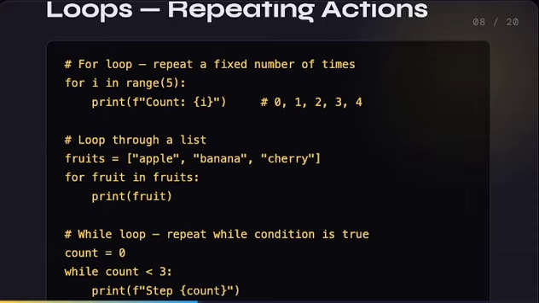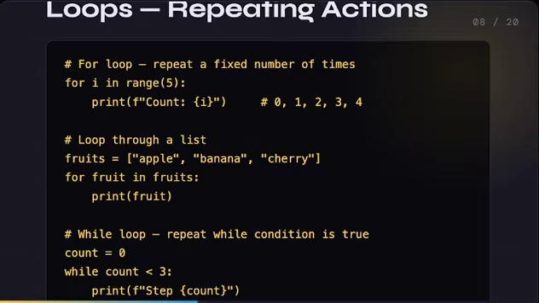Loops let you repeat code without writing it over and over again. The for loop is the most common. Range of 5 generates the numbers 0 to 4. Python always starts counting from 0, which can feel strange at first, but you will get used to it. You can also loop directly through a list. Python will go through each item one by one.